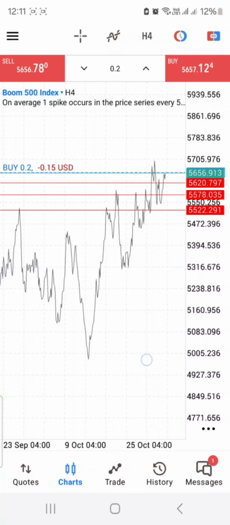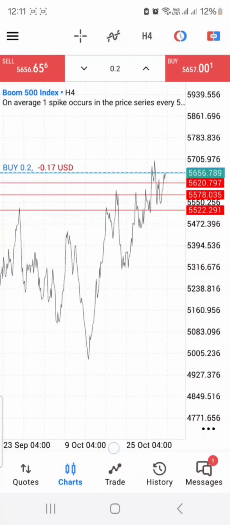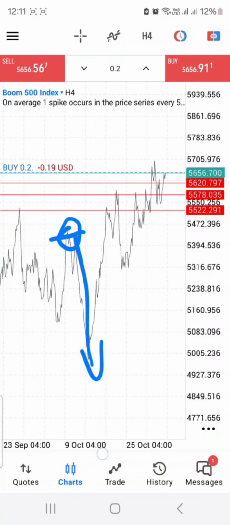For example, if a person has predicted that the graph will go up here, and then they place the buy, you can see the graph went up. So the person made money. If a person predicted that the graph will go down here, and then they place the sell, you can see the graph went down. So the person made money.